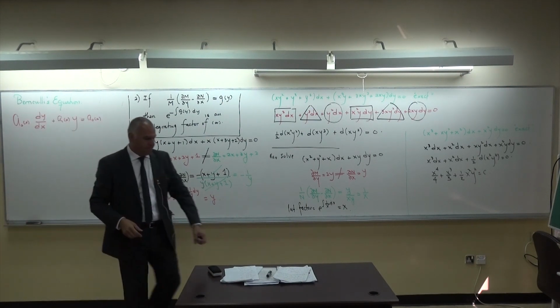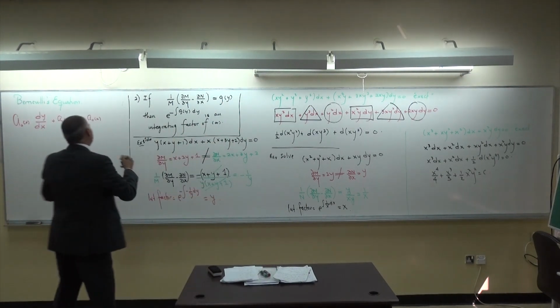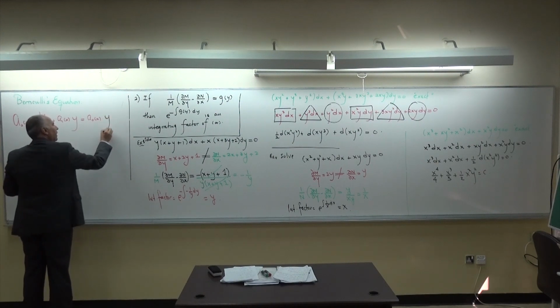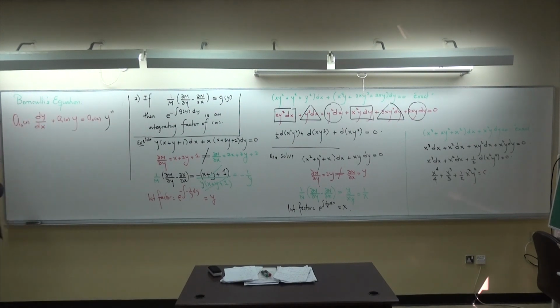بس هني عندي y أس n. لاحظ لما ال n is 0 تطلع شنو؟ linear differential equation of order 1. لكن لما ال n is any other number, positive or negative, then it will reduce to basically an equation which is called a Bernoulli's equation.